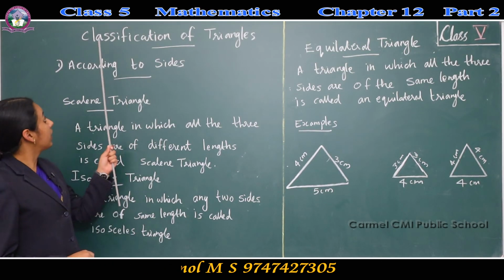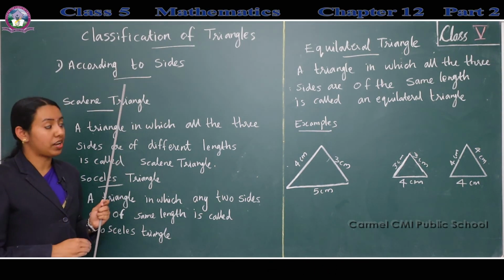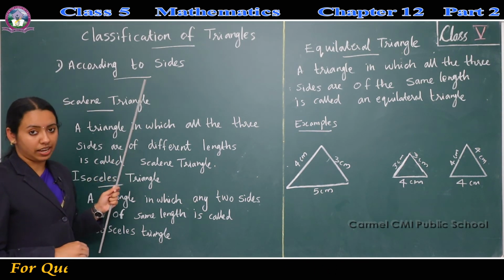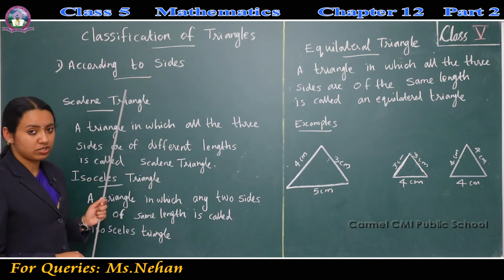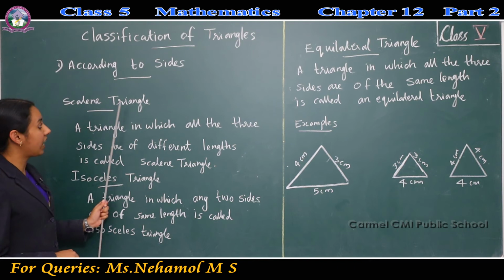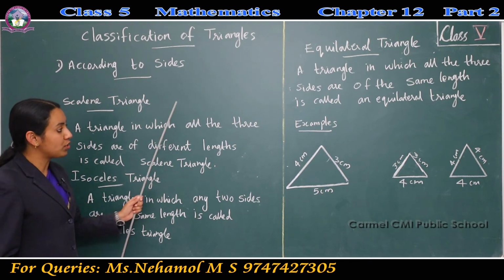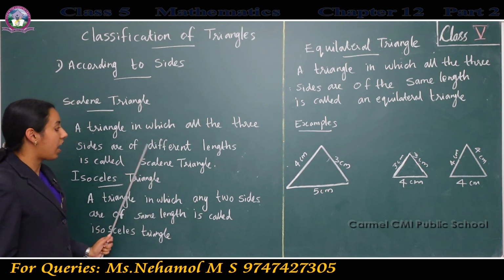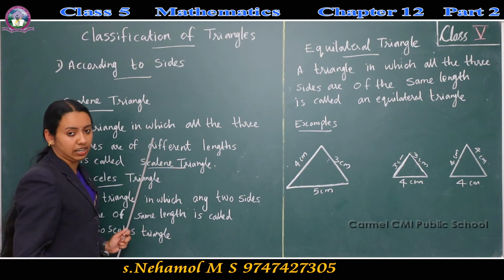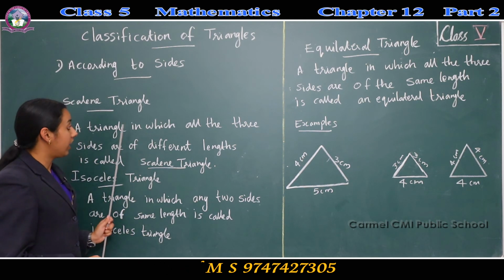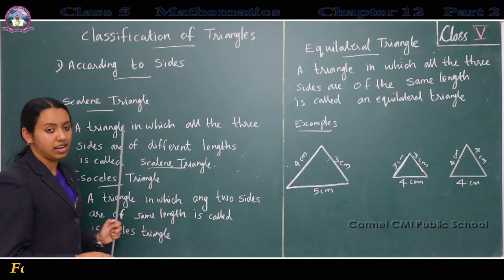Next topic, classification of triangles. We can classify triangles according to the sides and according to angles. First one, according to sides. First one, scalene triangle. A triangle in which all the three sides are of different lengths is called scalene triangle. What is a scalene triangle? A triangle in which all the three sides are different length.